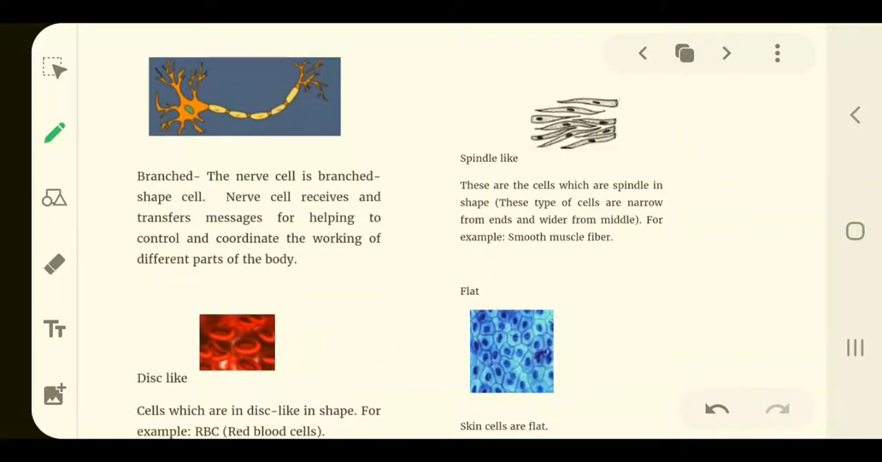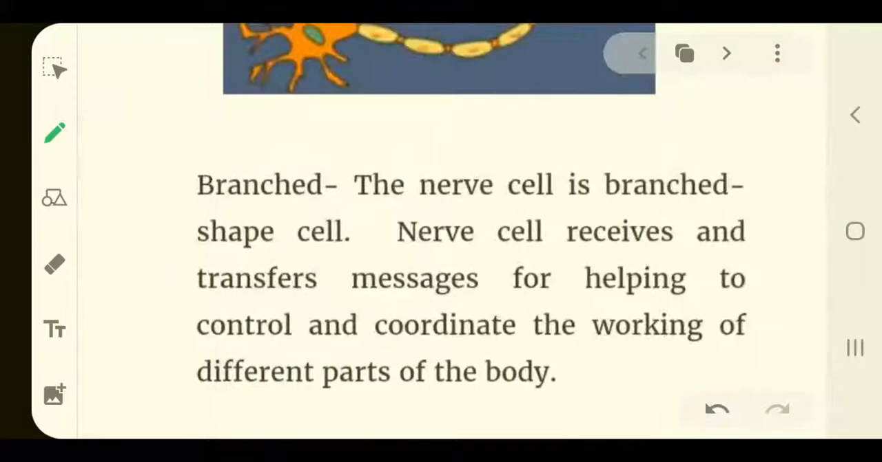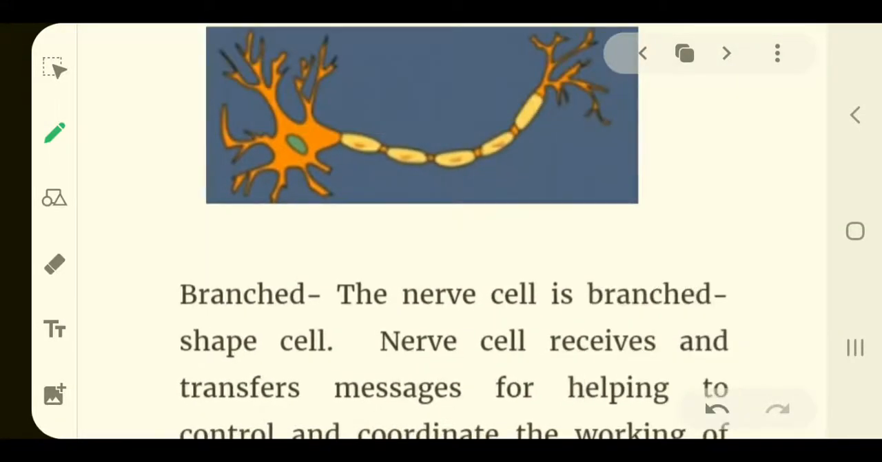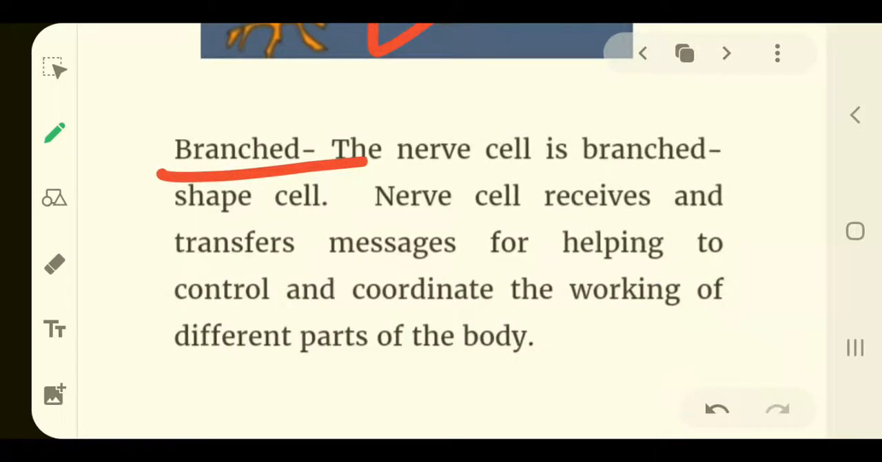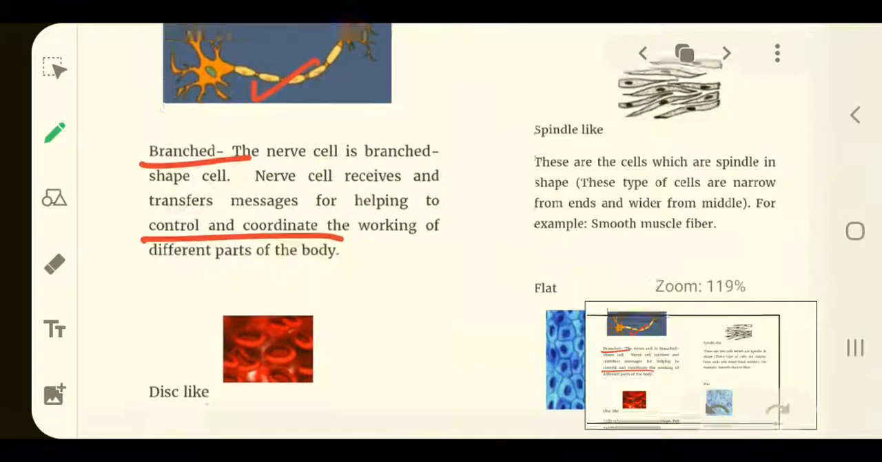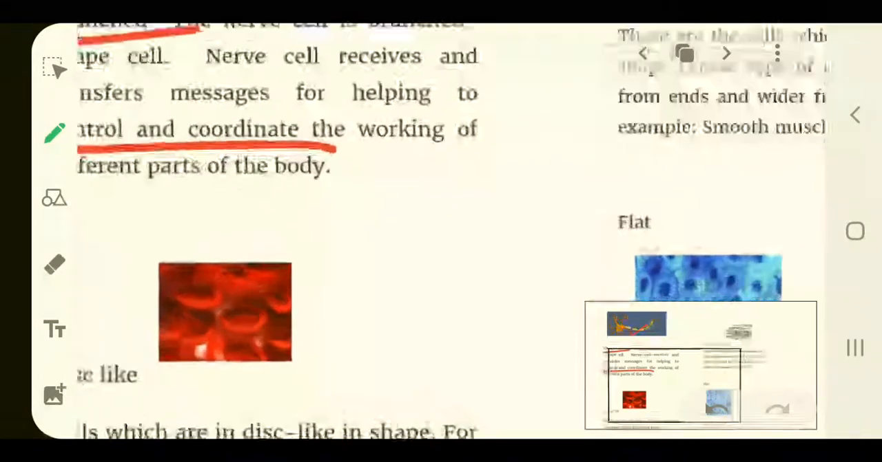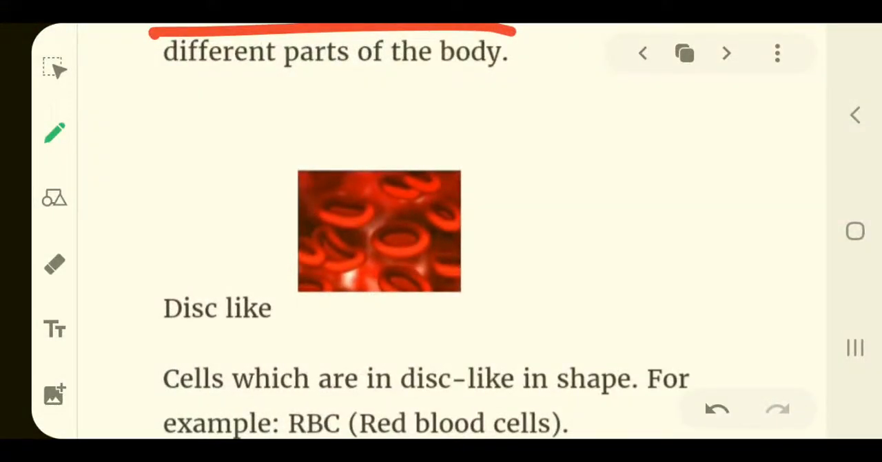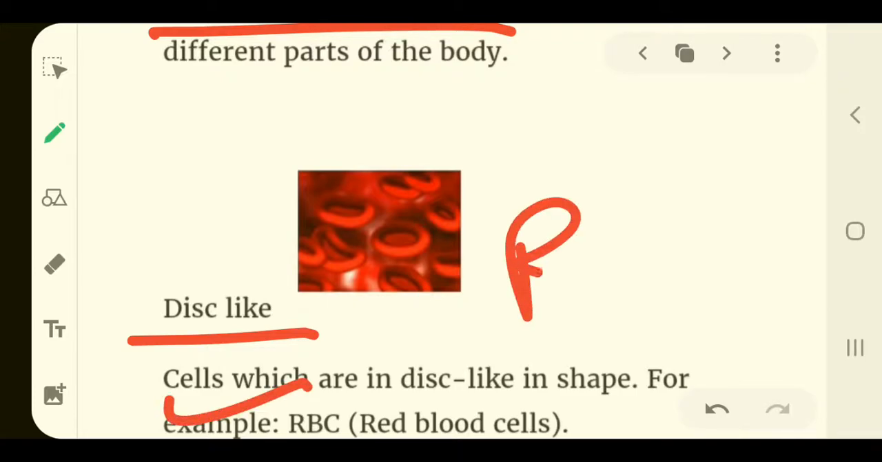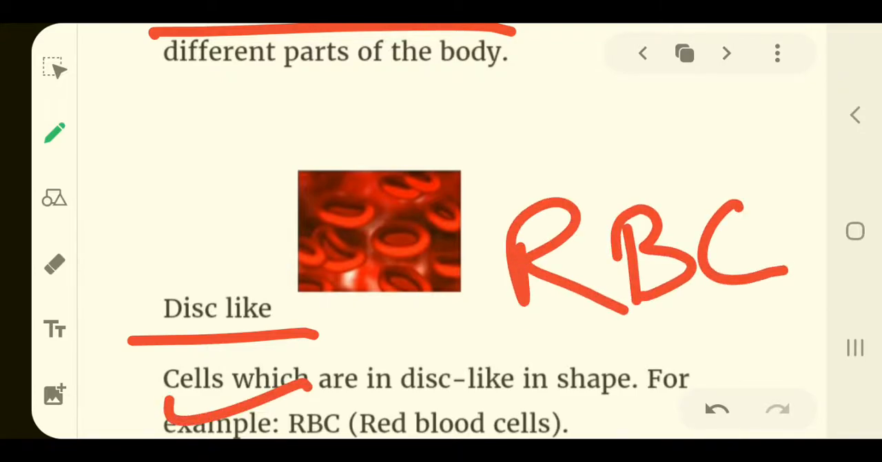As a result, now these are some of the diagrams that you can see of the various shapes of the cells. If it is branched, then we have a nerve cell that we study in this tutorial, which helps in the control and coordination of different parts of your body. Then in case of the disc-like shape that you can see in the diagram here, it is the shape of the RBC, referred to as red blood cell.